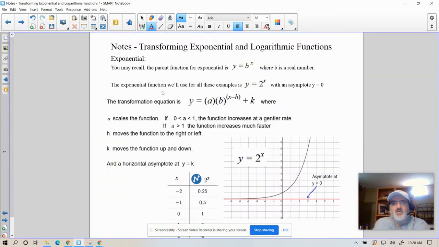Alright, so your notes that you were able to print out are right underneath the video. They are transformation of exponential and logarithmic functions. We're going to be talking about exponential first and then logarithmic second.